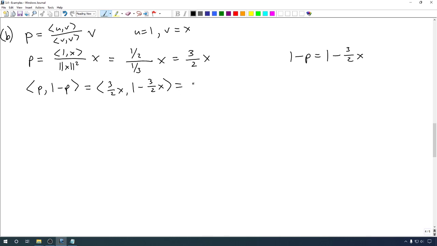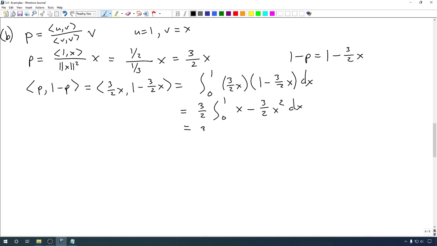Well, our formula says that we're just taking the integral from 0 to 1 of the product of these two functions. So we have 3/2 x times 1 minus 3/2 x, and then dx. Of course, we're going to have to do a little bit more computation this time. I'm going to go ahead and pull out the 3/2 and then distribute the x to the other term. So we have x minus 3/2 x squared.